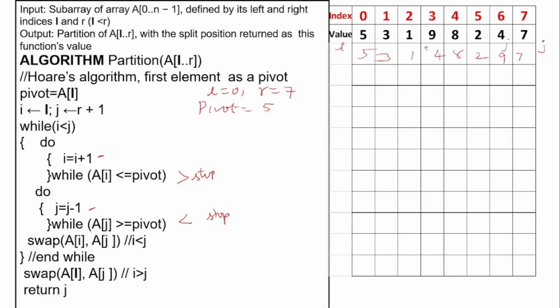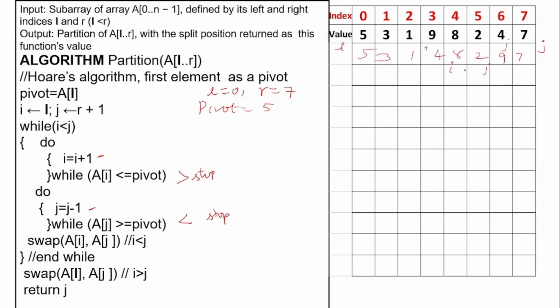Okay, so now I has the value 3 and J has the value 6. Next, I is incremented. So here the value is 8. So 8 is greater than 5, so stop. Now J: 9 is greater than 5, so decrement J. So 2. Now 2 is less than 5, so stop.